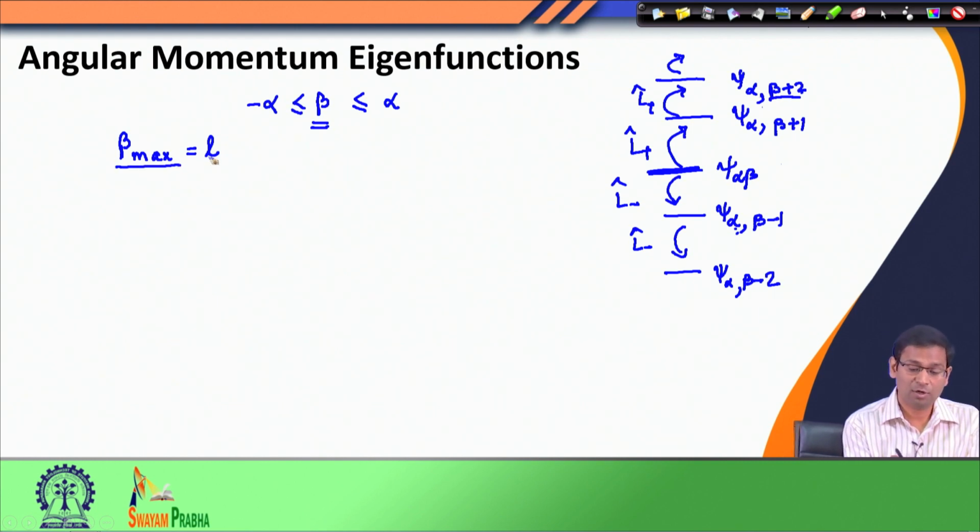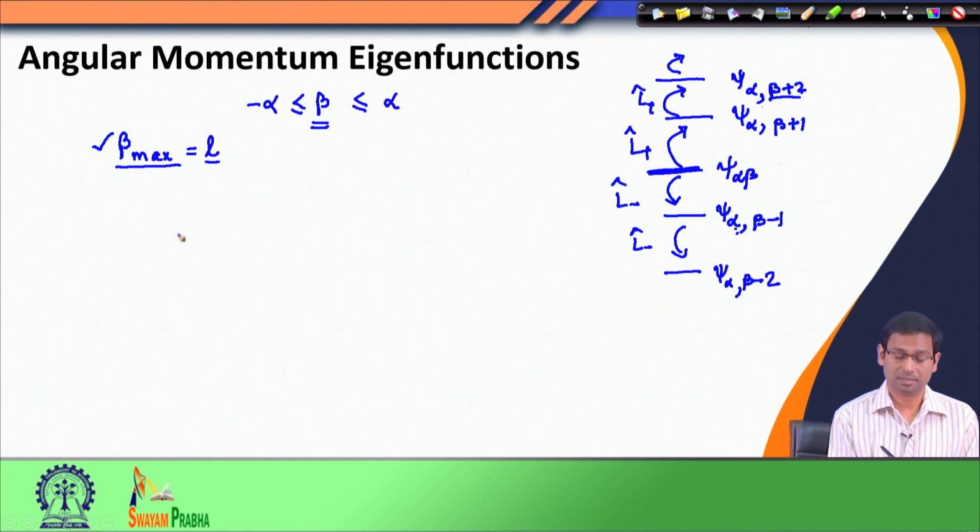The maximum value of beta is L. Mind you, this relation tells me that beta can be equal to minus alpha or greater than it, but whether it will be equal to minus alpha or a little above minus alpha, I still do not know. But this bound region for beta is something that I know. So, I am now defining this beta max as L.